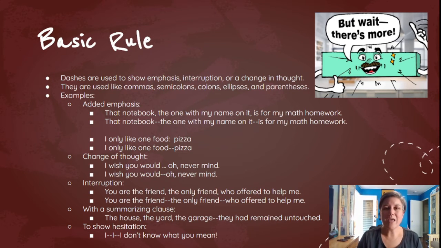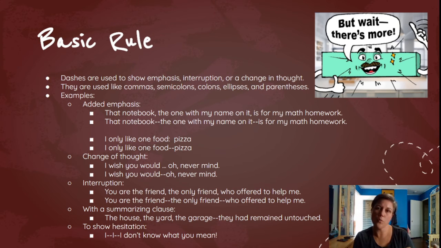If I take a look at the added emphasis ones, that notebook, the one with my name on it, is for my math homework. The one with my name on it is unnecessary information. I'm just emphasizing what the notebook looks like. I can take it out of the sentence. The meaning of the sentence still remains the same. That notebook is for my math homework.